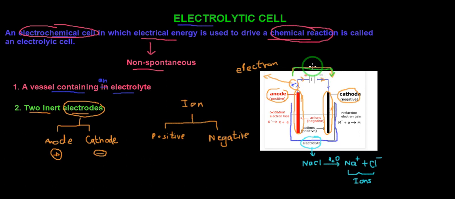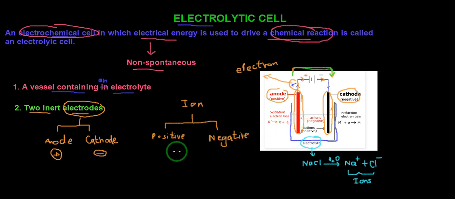Electrons move from anode to cathode in the outer circuit. This whole part is known as the outer circuit, through which electrons move from anode to cathode. In the solution, the cations move toward the cathode, while anions move toward the anode.